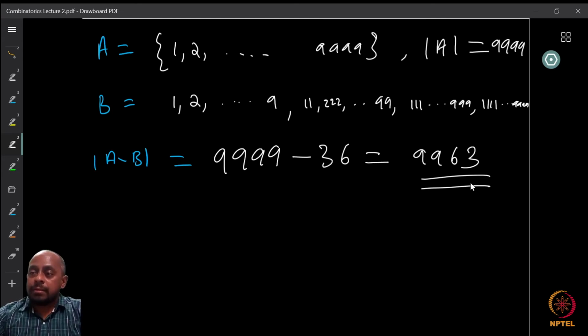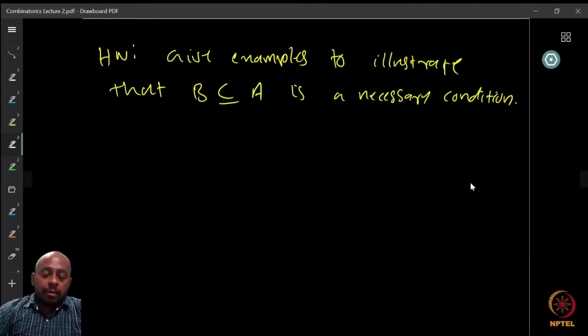Now, as I told you, we want the condition that B is a subset of A to be able to use the subtraction principle. So I want you to come up with some examples that illustrate that B being a subset of A is necessary, otherwise the counting will go wrong. It's very easy to come up with, but still think about it. Come up with a couple of different examples. Okay? So this is a homework.